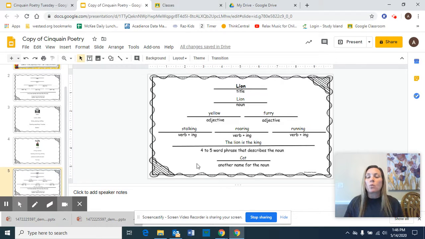Okay? Once you've done this, you're going to have a chance to go ahead onto a flip grid and present your poetry to the class. So I'm really excited to see and hear your poems.